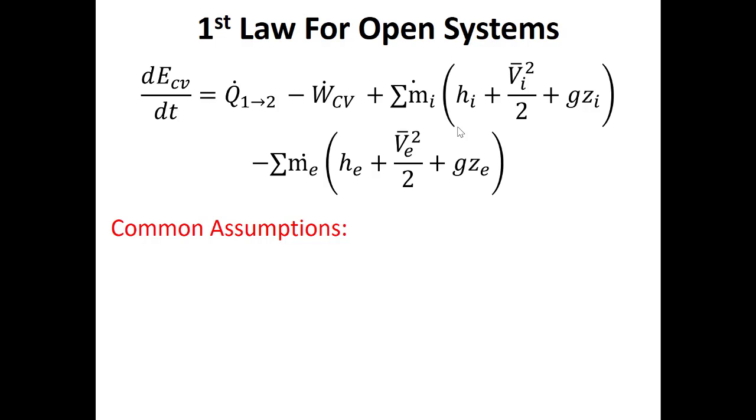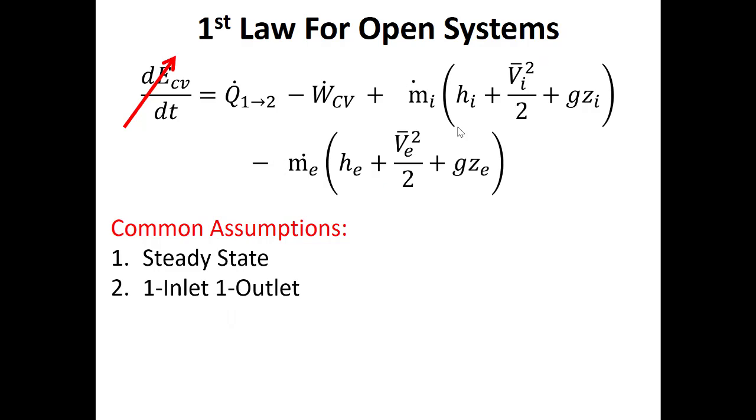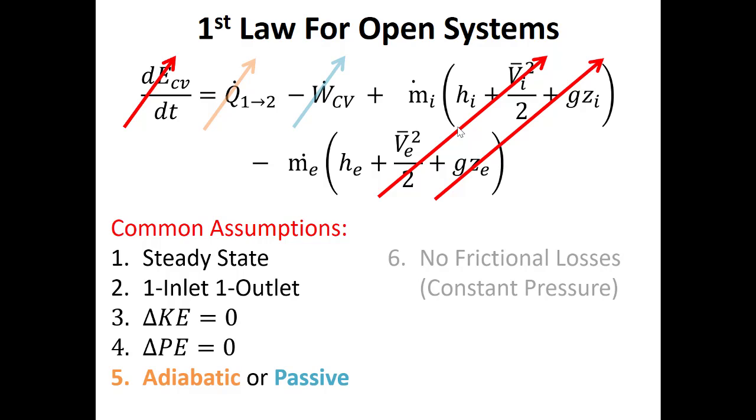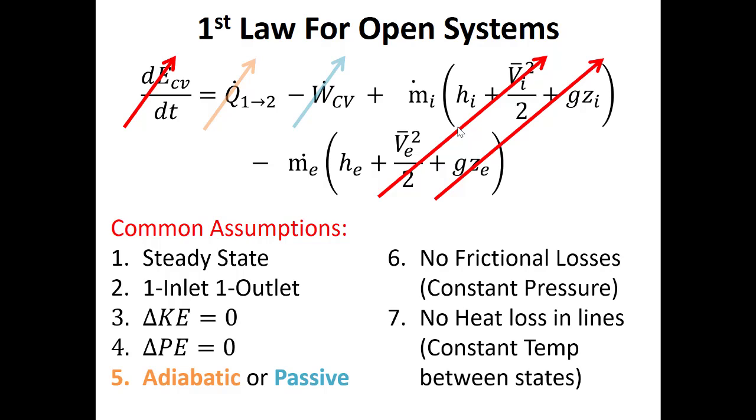We know first law for open systems. So in these Rankine cycles, typically we'll say that everything is at steady state. Everything is one inlet, one outlet. We'll neglect kinetic and potential energy changes. For each component, we'll say it's either adiabatic or passive. We'll say that there's no friction or heat losses through the lines.